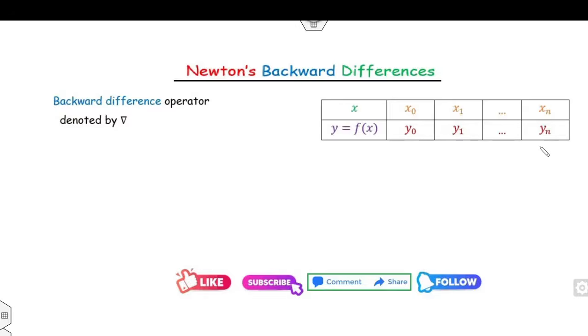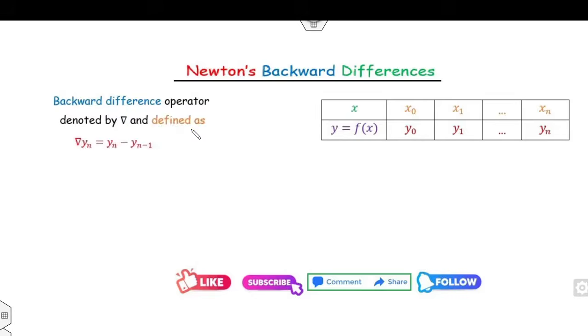Now the backward difference is denoted by this symbol, nabla. Always remember that the forward difference formula, which we studied earlier, is denoted by this triangle, delta. However, the backward difference is denoted by this term, which I call nabla.